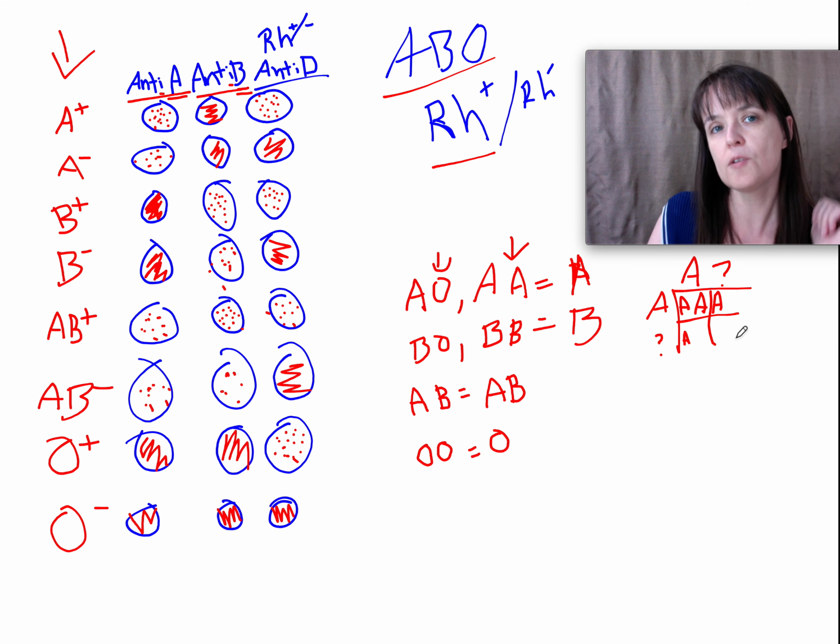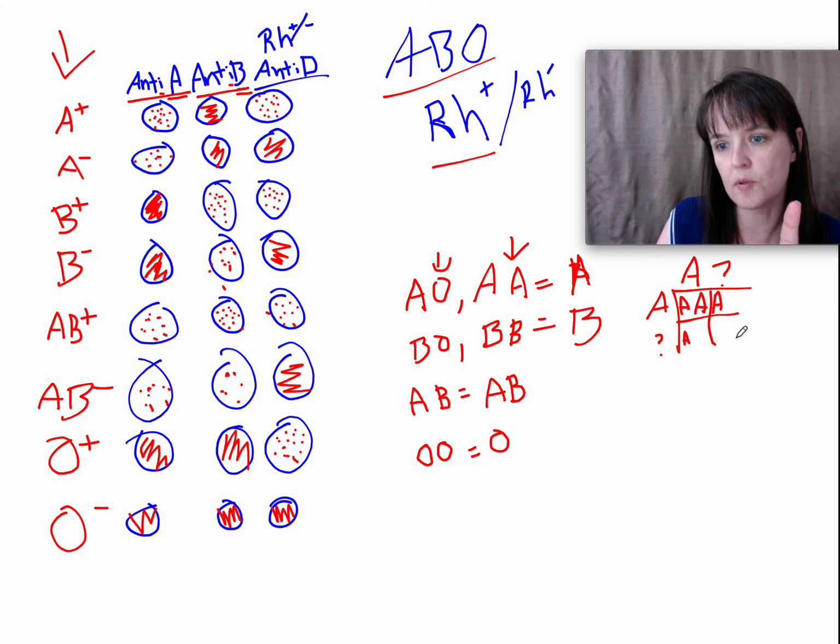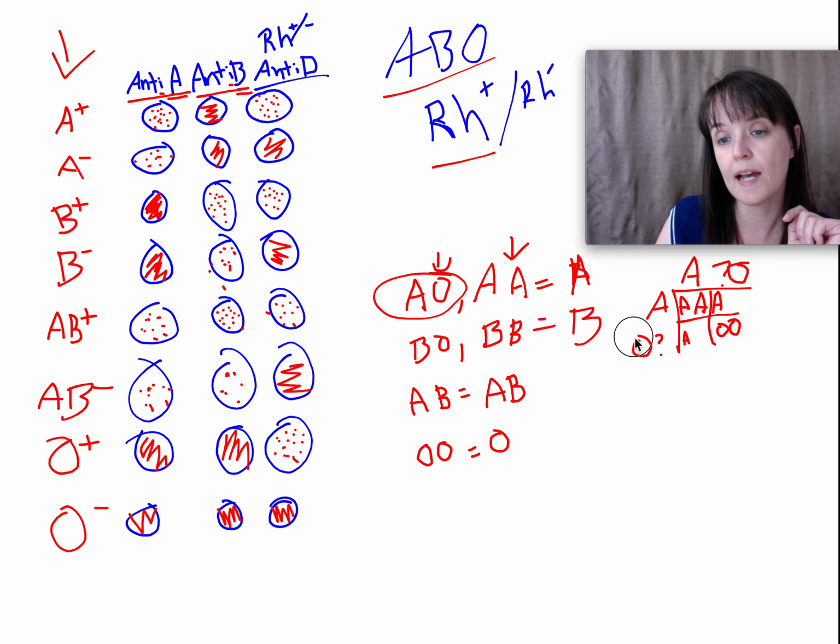So the question was, is it possible? Now we know these 3 kids are all going to be type A. So is it possible to get a type O kid? Yes, if both parents have a type A and a type O.